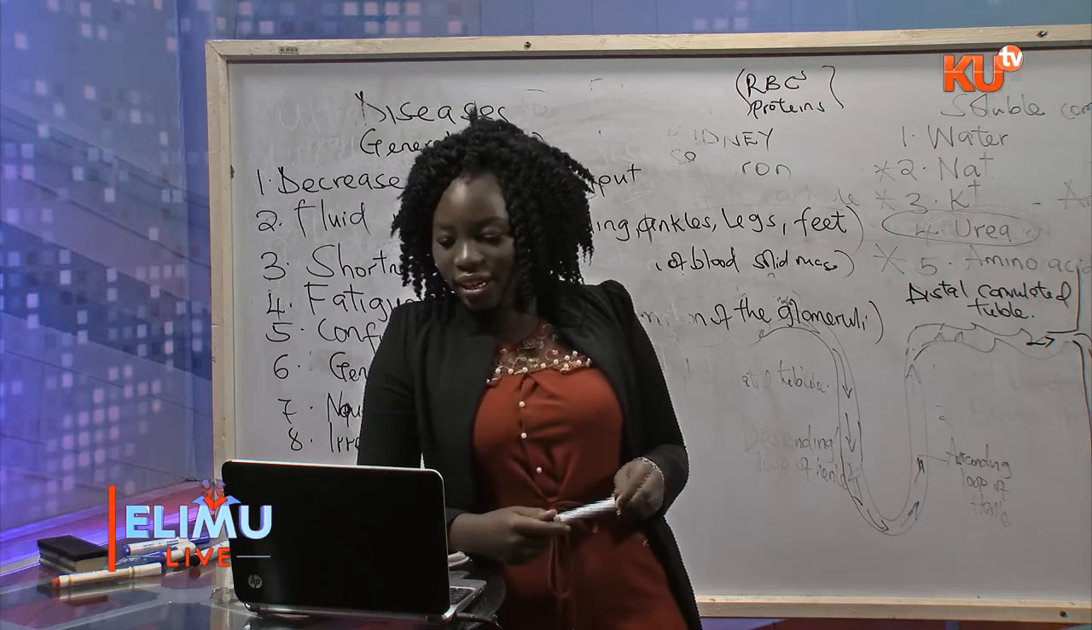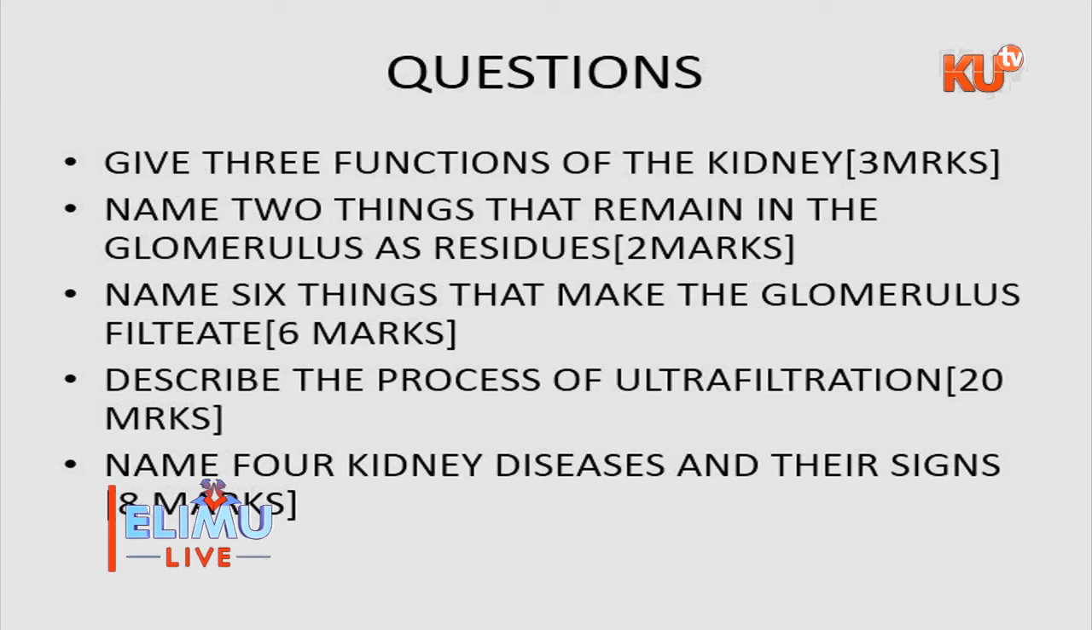The second last question is describe the process of ultrafiltration. That is 20 marks, and it is likely to come in your papers. If you cannot describe this one, then you need private tutors, so we can also help you. The last question is name 5 kidney diseases and their signs.